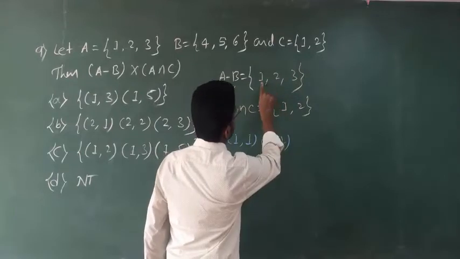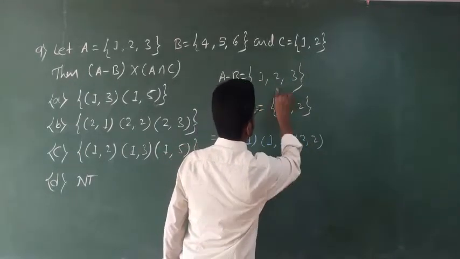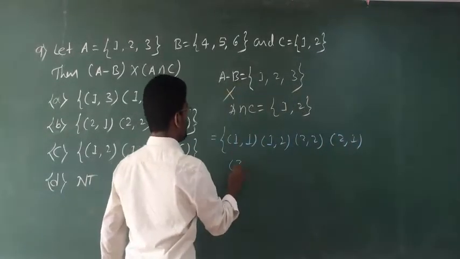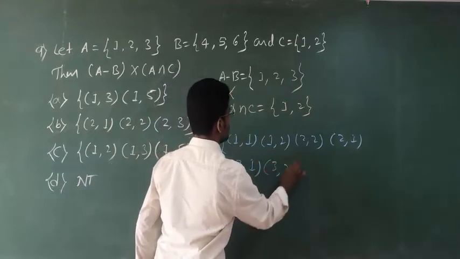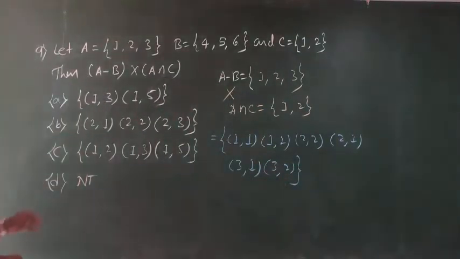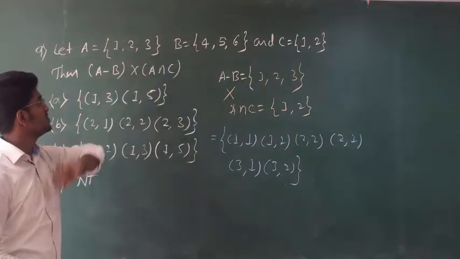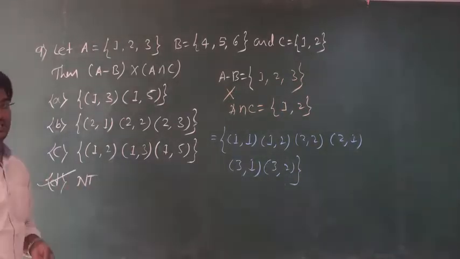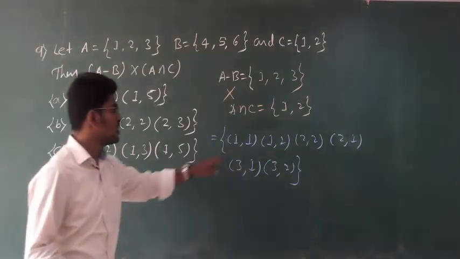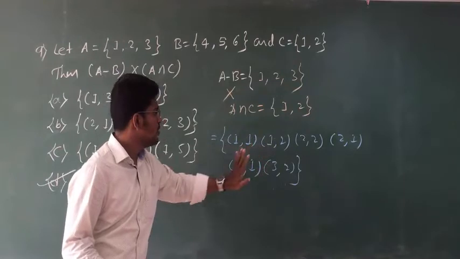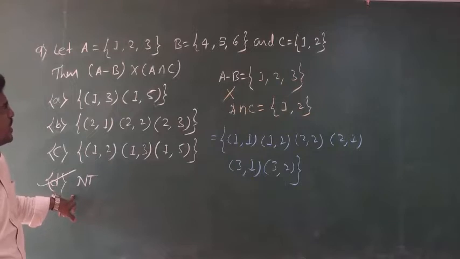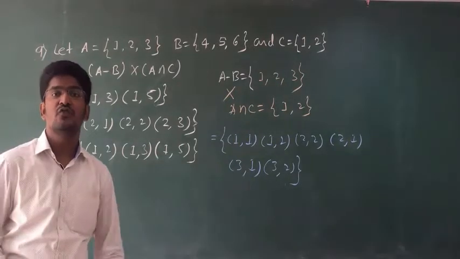Next 2 comma 2, 2 comma 1, 3 comma 1, 3 comma 2. So these are the elements of A minus B cross A intersection B. Okay. So what are the elements present here? So therefore the answer will be none of this, because 1 comma 1, 1 comma 2, 2 comma 2, 2 comma 1, 3 comma 1, 3 comma 2 has to be present, but those elements are not here. So that's why your answer is none of this.